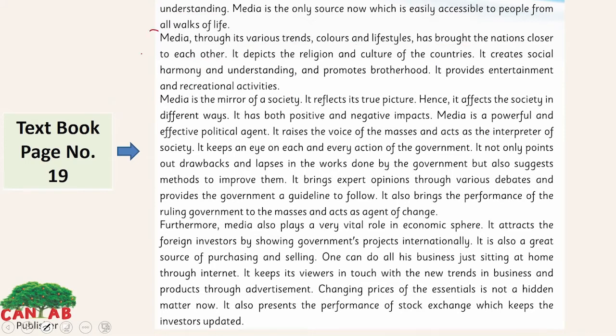So in this paragraph, we discussed that through various trends and lifestyles and colors brought the different nations together through media. And it shows you the religion and culture of all the countries. It creates social harmony and understanding. मीडिया ने अहम किरदार अदा किया है लोगों को मिलजुल कर रहने का और एक दूसरे को अंडरस्टैंड करने का, और प्रमोट किया है भाईचारे को. And it also provides us entertainment and those activities which we enjoy, like social apps, we can watch movies, we can study on net, lots of activity we can have.